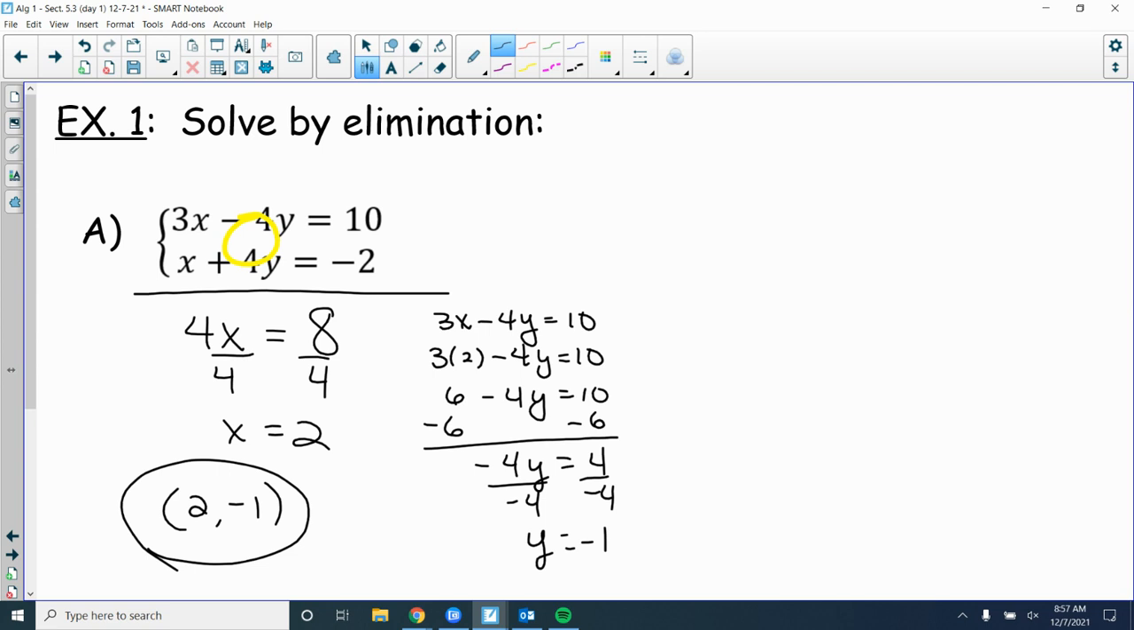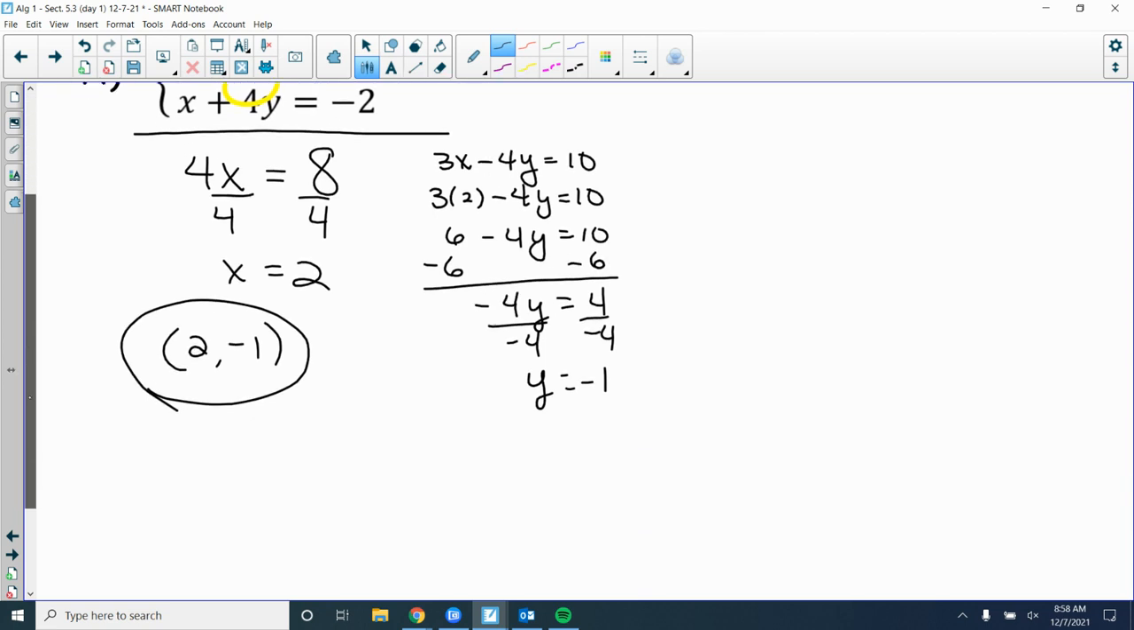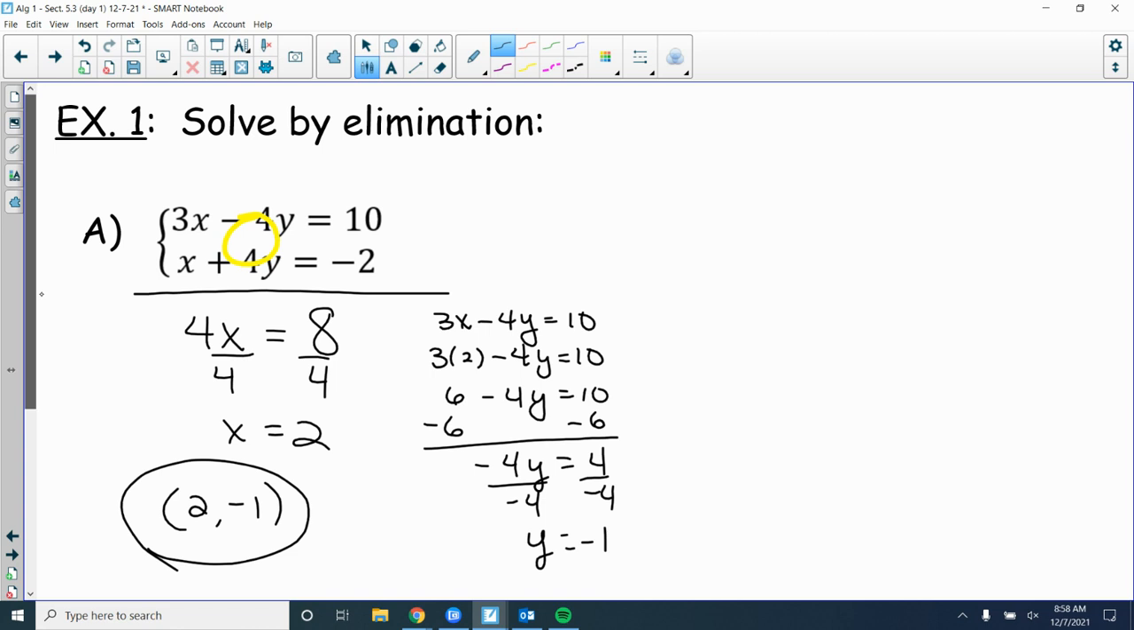Now, if you really want to double check things, you test it in the other equation. The second one, we used the first one, so you plug in 2, you plug in negative 1, you make sure it gives you back the same answer, whatever that gives you. That's how you test an answer. All right, so that's A.